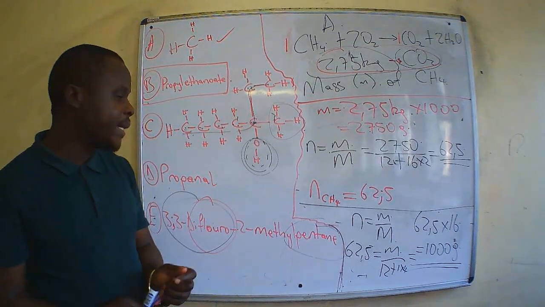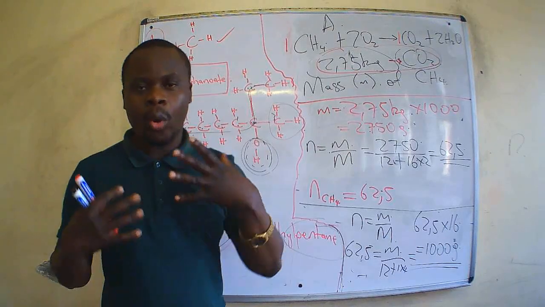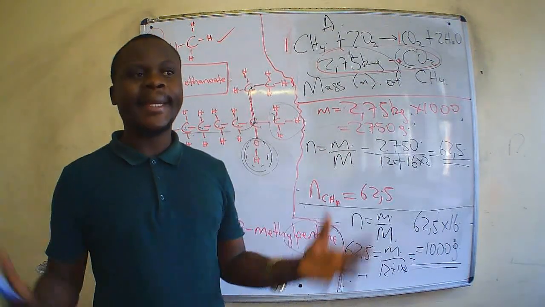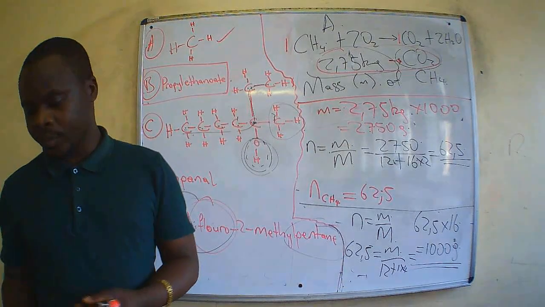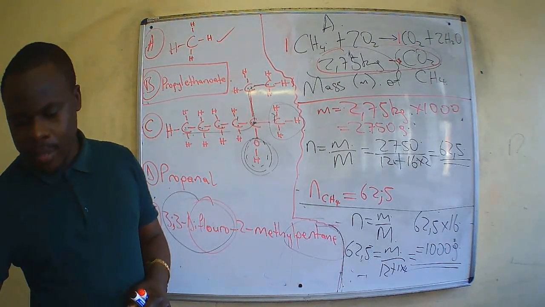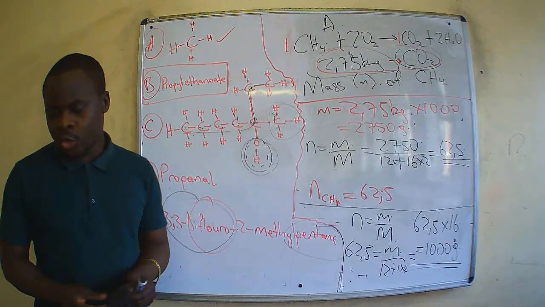It means 1,000 grams of CH4, or of methane, reacted to produce 2.75 kilograms of CO2. So this was the organic molecules part of our question, which means now we need to move on to the next question.